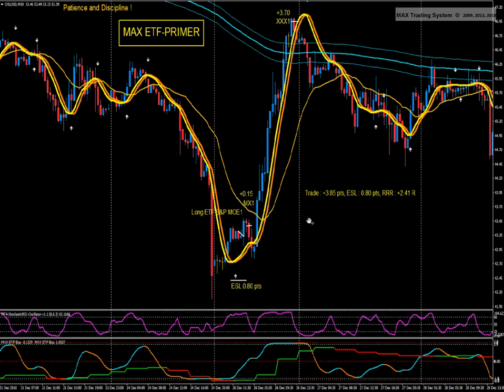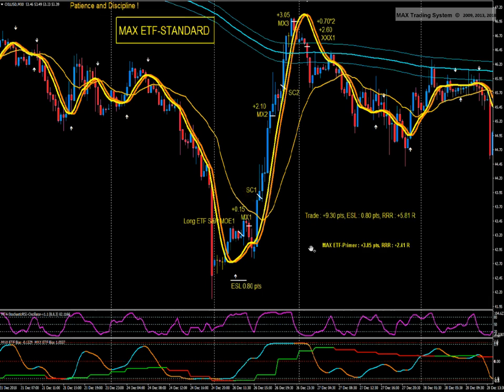Now the same movement with the MAX ETF standard, when we use the scaling technique, gives different profits. We have the same initial entry, the same MX, then we have a possibility here to scale in, then we scale out here, we have another scale in here, then we have the same exit as previously as a scale out, and then we have the final exit, because here we had the possibility for this trend to exhaust through our ETF trend reversal.